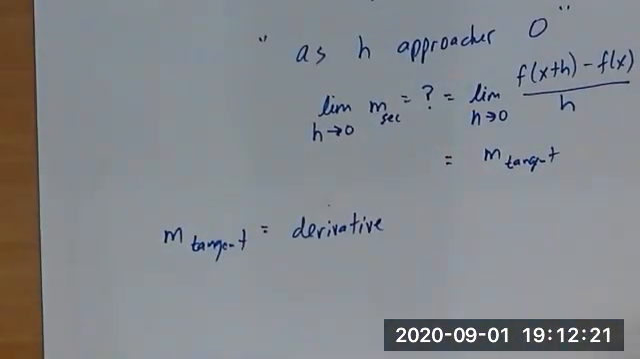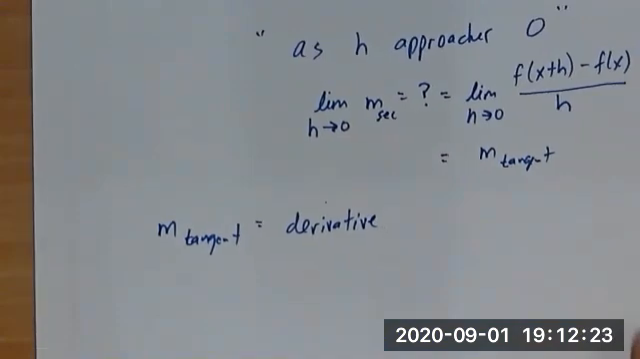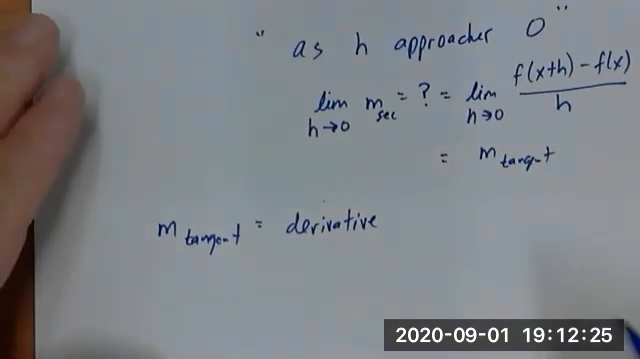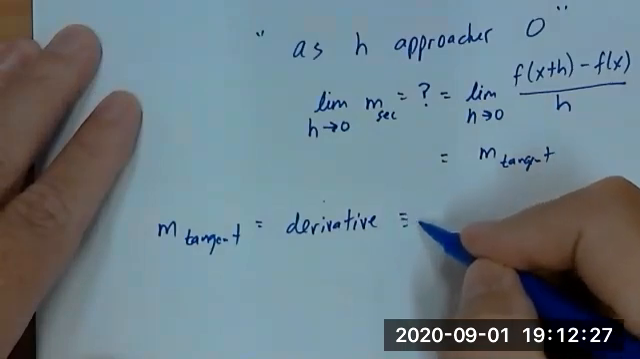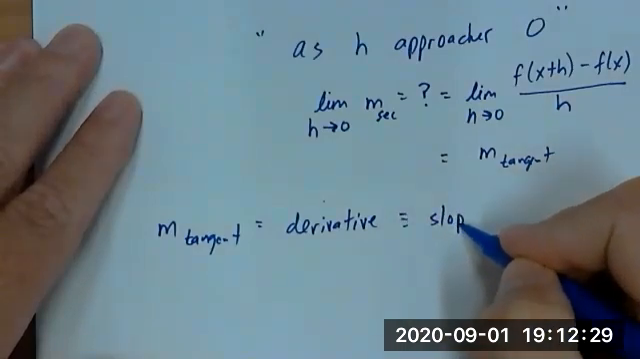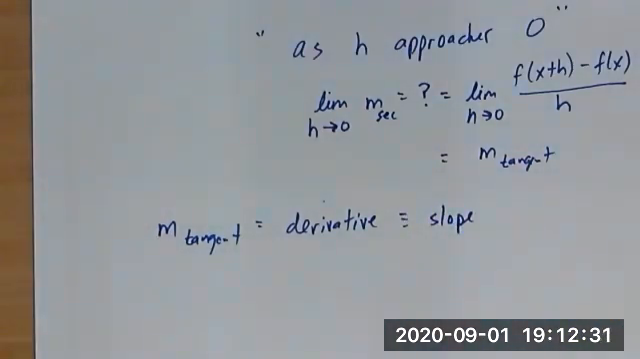So there's the big word in calculus, the derivative. The derivative, from now on, you're just going to hear me call it slope. The derivative is the slope.